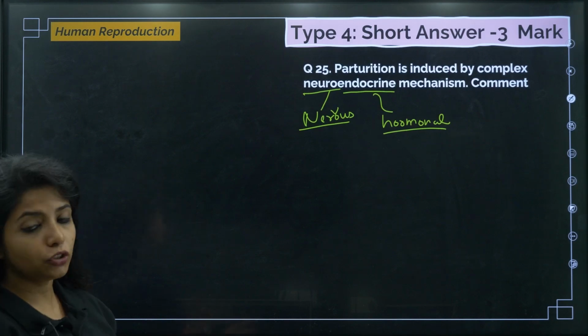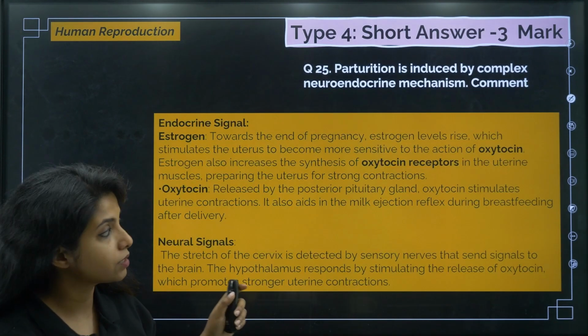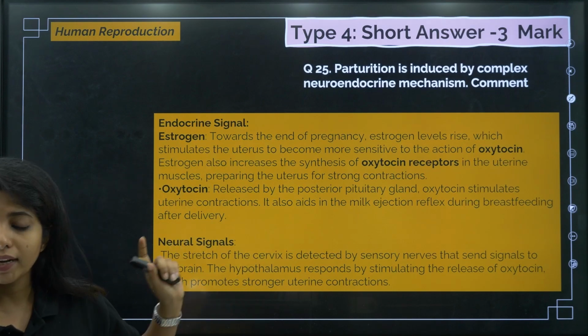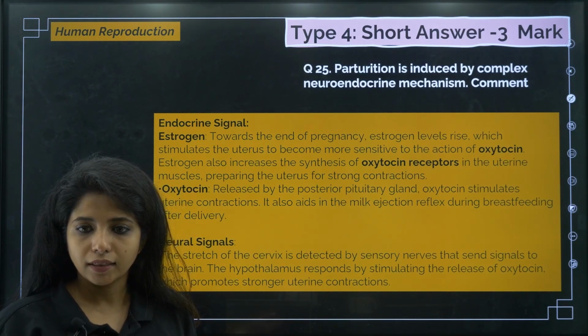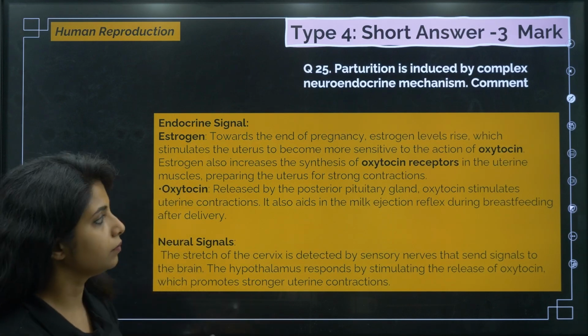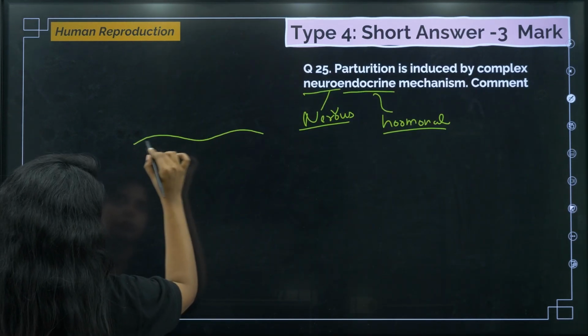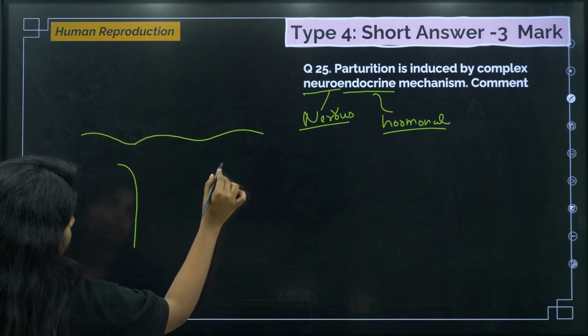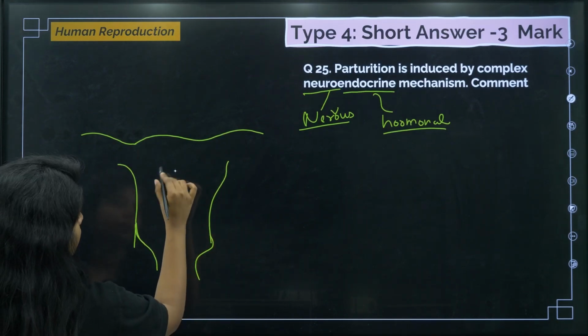Okay, so parturition, I say it's like this. It is handled by both. How can I explain this? With the help of this. So endocrine signal, what happens? I'll explain it to you first, then I'll go ahead. I think that will be better. So basically, when the baby is in the womb, so over here, let's think the baby is there in the womb. I'm not making the proper diagram, but yeah.